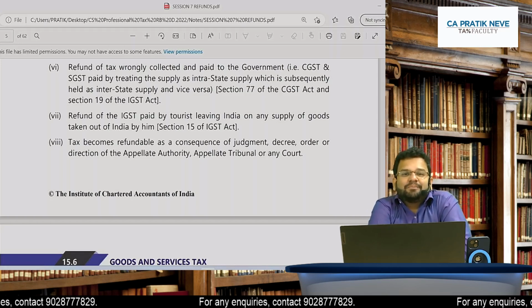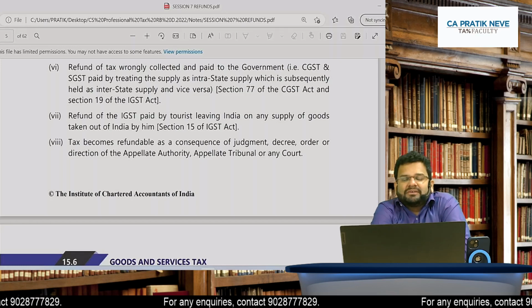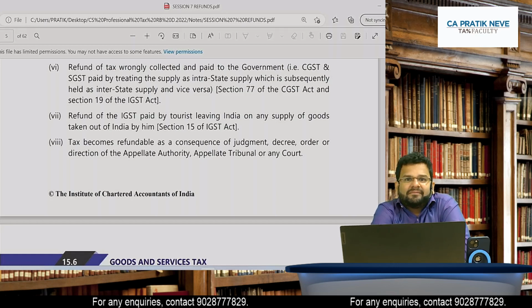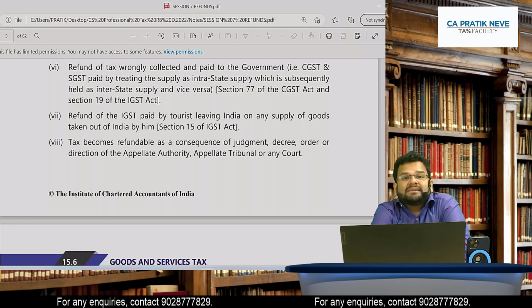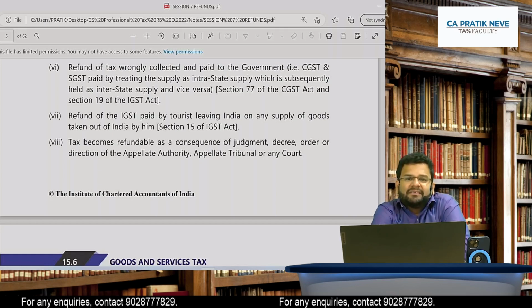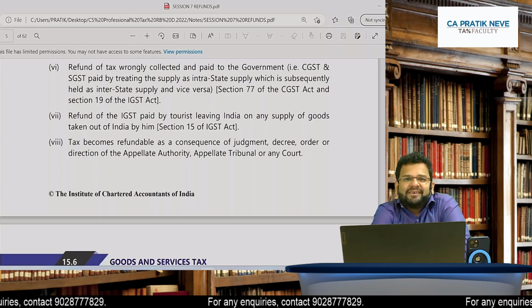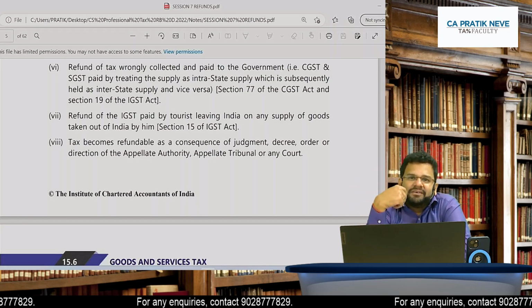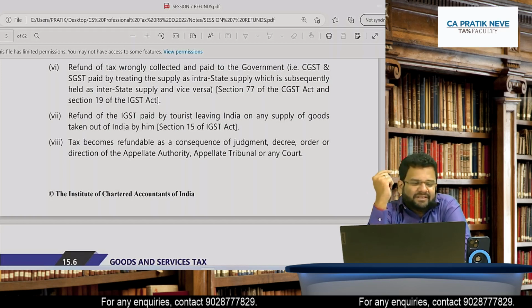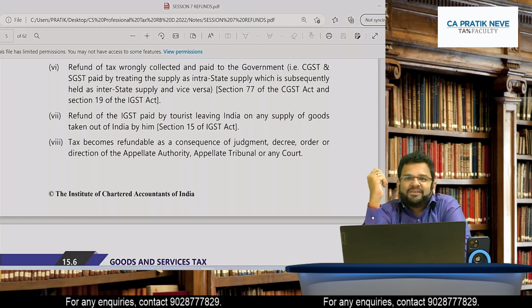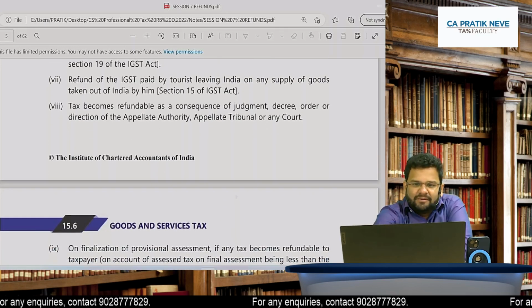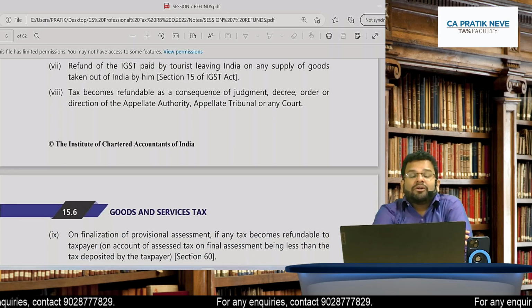Yes. Then comes a point. Suppose I regarded a particular supply as intrastate supply, but that supply is an interstate supply. Then don't you think I have unnecessarily paid CGST and SGST? So of that CGST and SGST, I will take refund. Agreed? Please let me know whether all of you are agreeing with these points. Yes, wonderful.